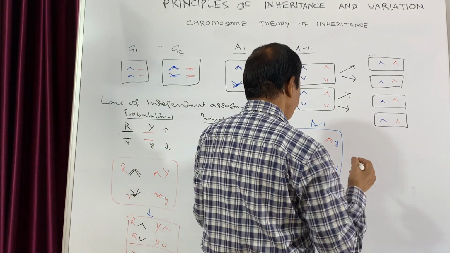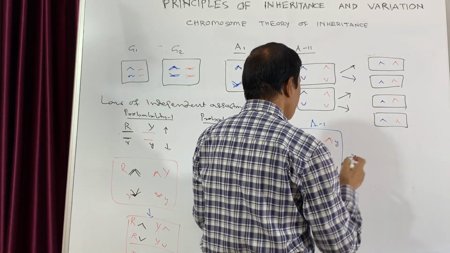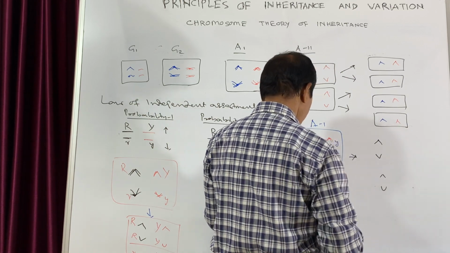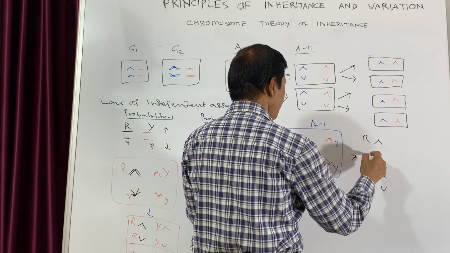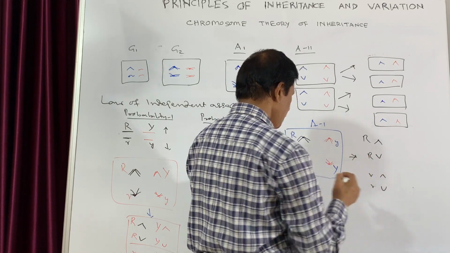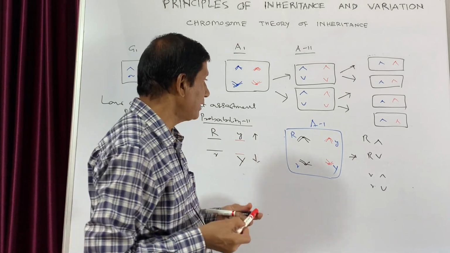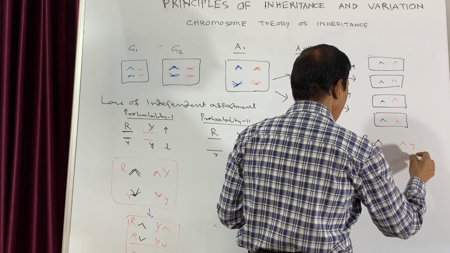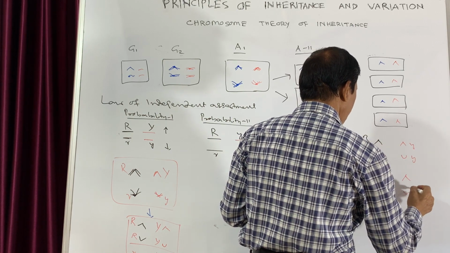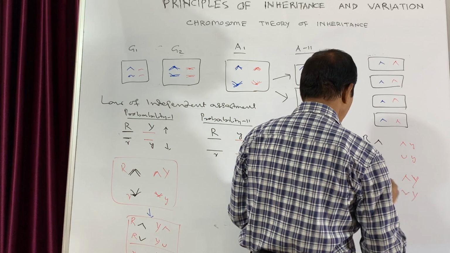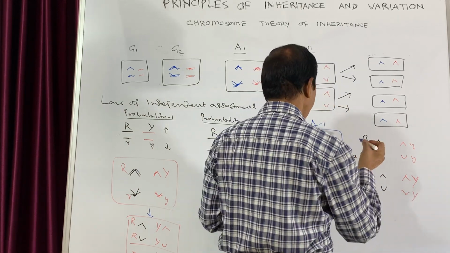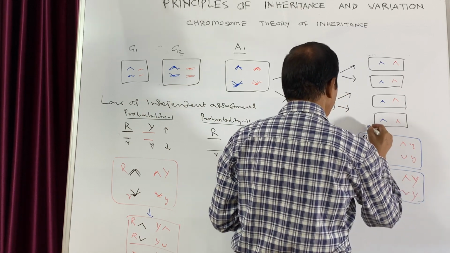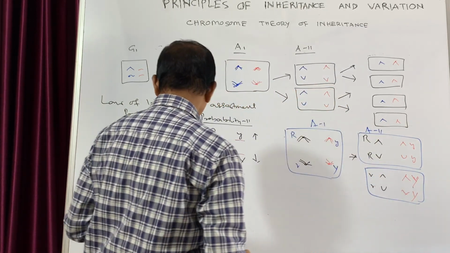In this case, this will be the arrangement. That means this is capital R, this is capital R, this is small r, this is small r. But what is the arrangement in this case of Y gene? This is small y, this is small y, while this is capital Y, this is capital Y. So this is anaphase 2.